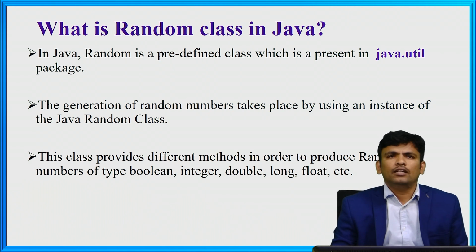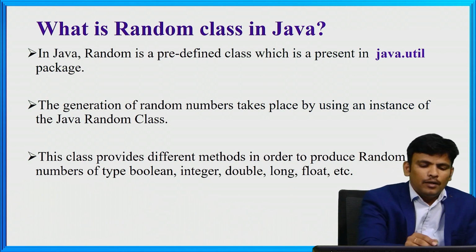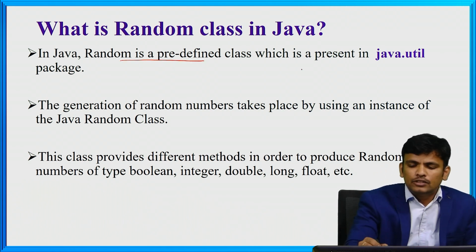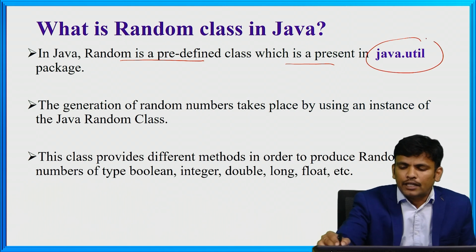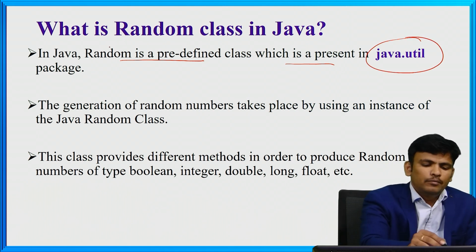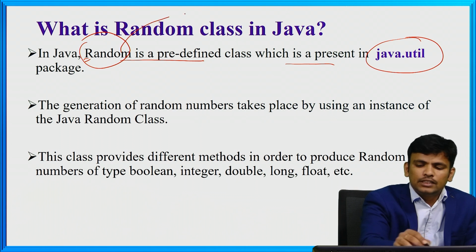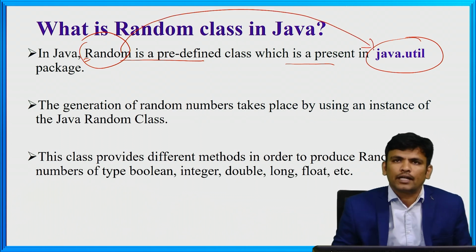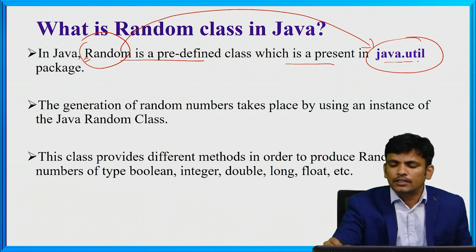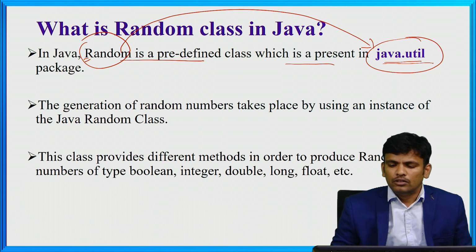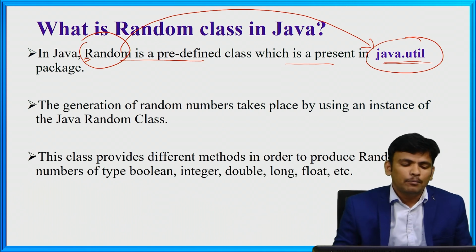So what is a Random class? In Java, Random is a predefined class, which is present in the java.util package. Random is a predefined class, so that's why it starts with a capital letter, and it is present inside the java.util package. As we know, java.util stores some utility classes. So the Random class is one of the utility classes.